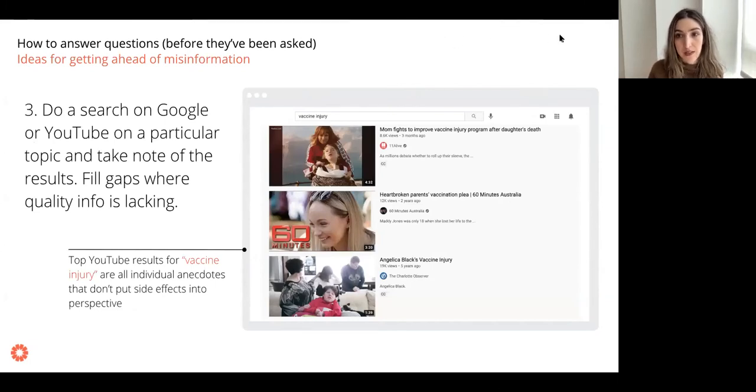Here's another really quick and useful thing that you can do. Do a search on Google or YouTube on a particular topic and take note of what the search results are. So this is basically a way to identify what is the information that comes up when people do searches.